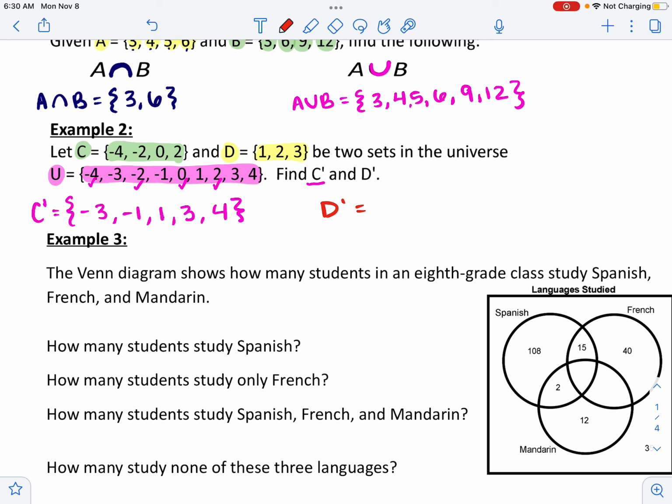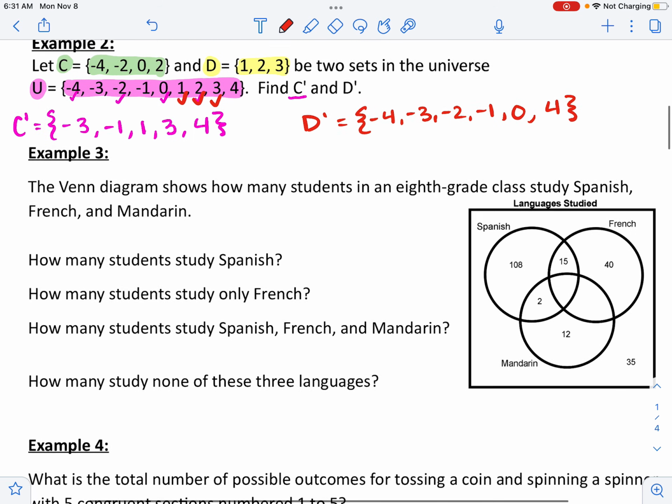So D complement is everything that's in the universe that's not in D. So that means I'm going to check off 1, 2, and 3 for D. And so it's everything else: -4, -3, -2, -1, 0, and 4. So everything we've done so far is just sets and focusing on sets of numbers.